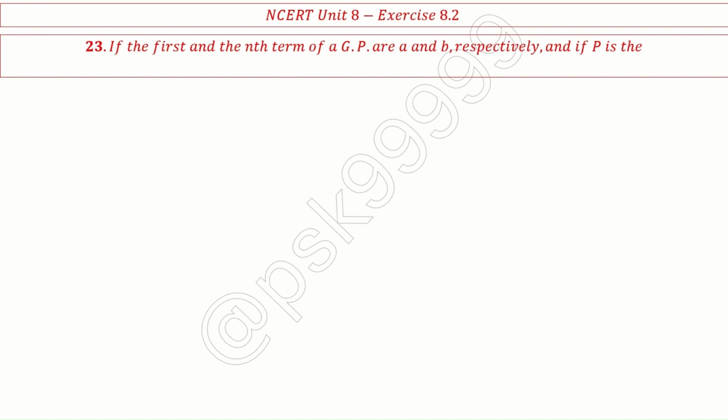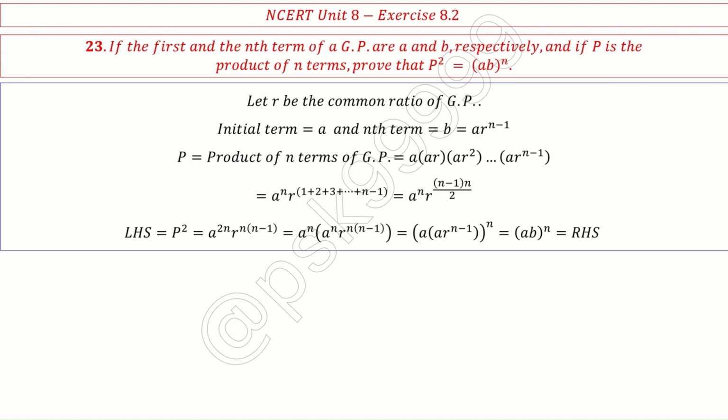Next, if the first and nth term of a GP are a and b respectively, and if P is the product of n terms, prove that P squared equal to (ab) whole to the power of n. Okay, so a and b are the first term and nth term. So the first term is a, the nth term is nothing but a r to the power of n minus 1, which is b.